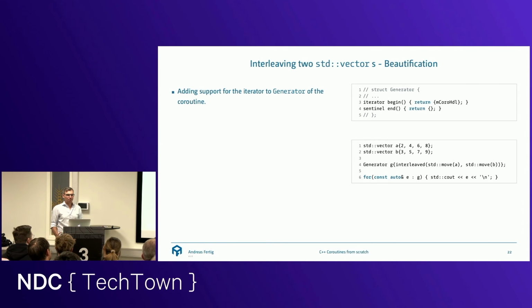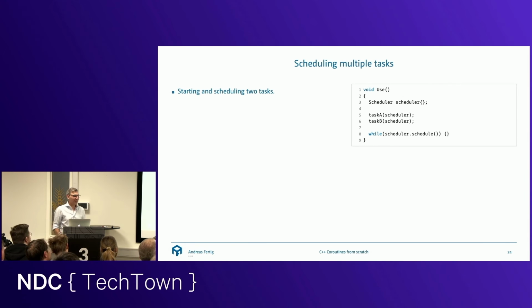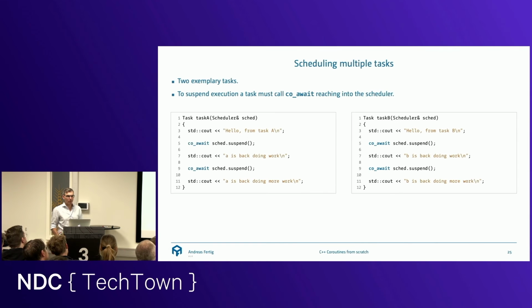All right. We just have time for another task. Scheduling multiple tasks. Isn't that a great task? We don't do too much, only two. So what I want to achieve is, I want to schedule two tasks. And the code should roughly look like this. I have a function use that creates a scheduler object, and it creates two tasks, A and B, and passes the scheduler to these tasks. And then later in line number 8, it invokes schedule on the scheduler, scheduling the two tasks. That's the idea.